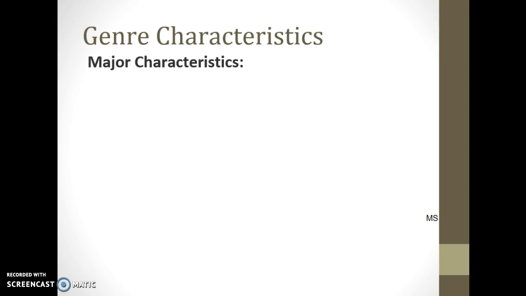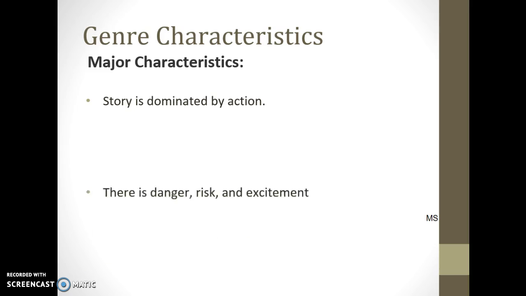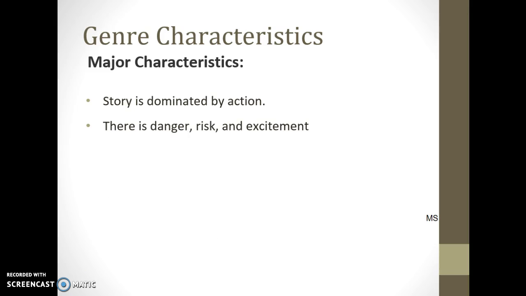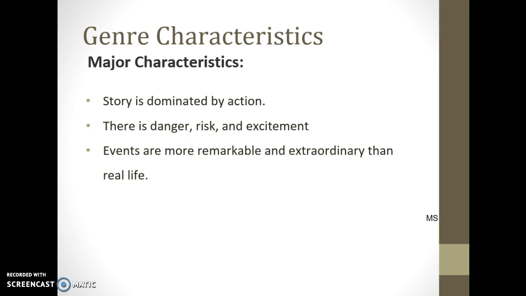Some of the major characteristics of the adventure genre include a story that is dominated by action, one where there is danger, risk, and excitement, events that are more remarkable and extraordinary than real life, characterized by survival or life in the great outdoors.